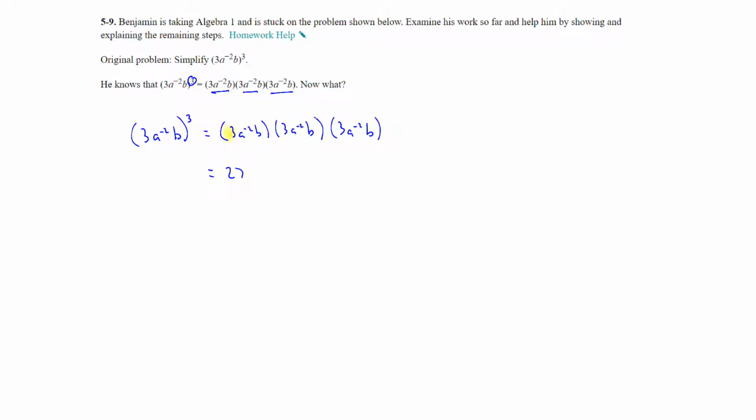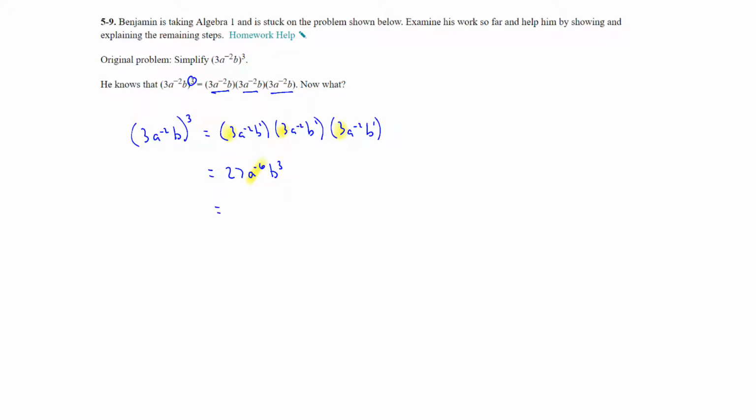So we're taking the 3 times the 3 times the 3. Then you have a to the negative second times a to the negative second times a to the negative second. So you'd add those up and get a to the negative sixth. And then b to the first, b to the first, and b to the first. Add those up and get b to the third power. Now the only problem is we do have a negative exponent. So we do need to simplify that.